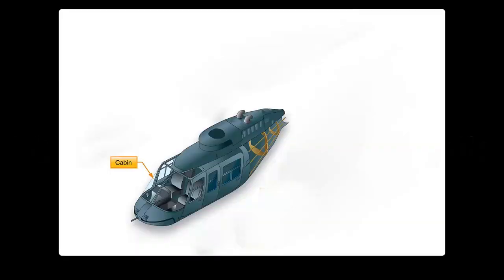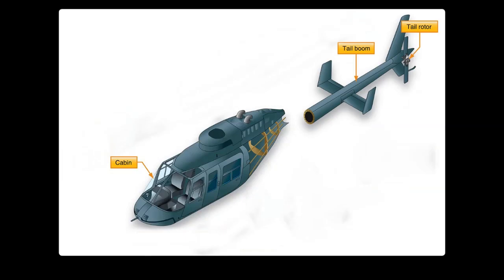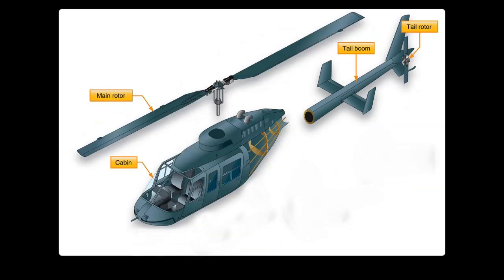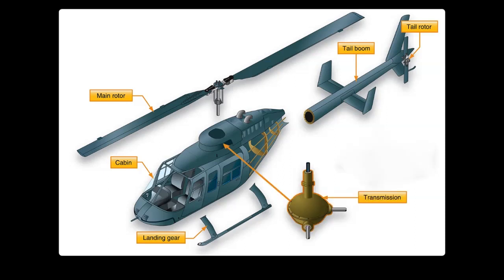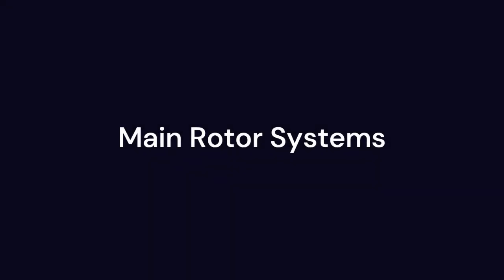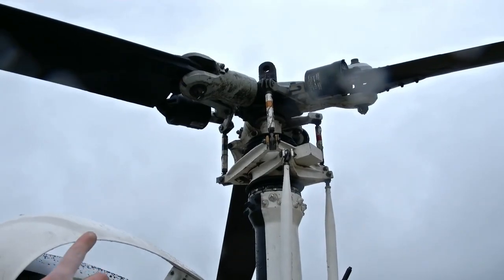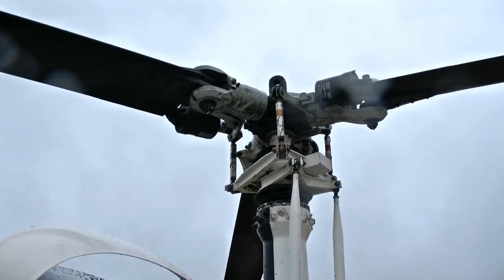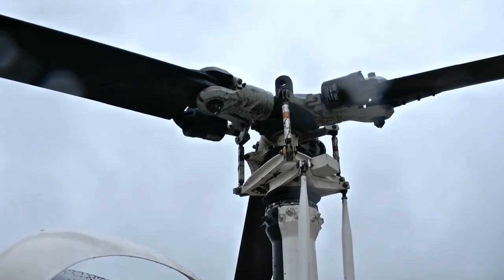The main parts that make up a helicopter are the cabin, tail boom, tail rotor, main rotor, landing gear, transmission, and power plant. Main rotor systems. In the fully articulated rotor system, the blades are attached to the hub multiple times.